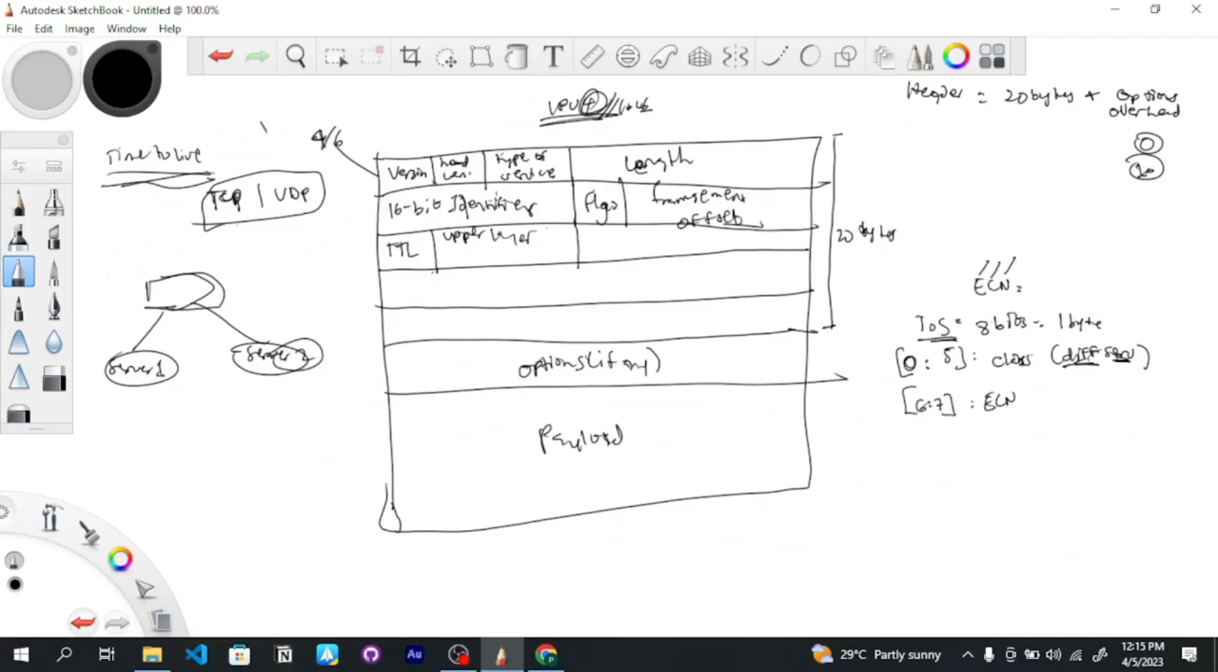Okay. And this is the header checksum. We already talked about the checksum. This is the source IP address. This is the destination IP address. All of them are 32 bits. You understand? And this is the payload data.